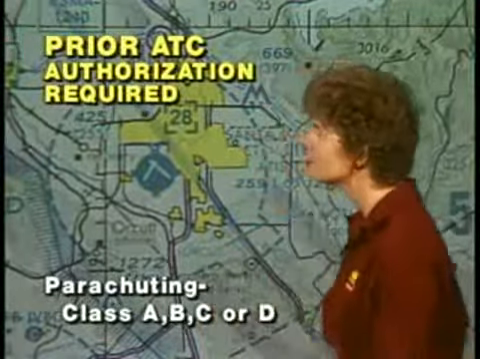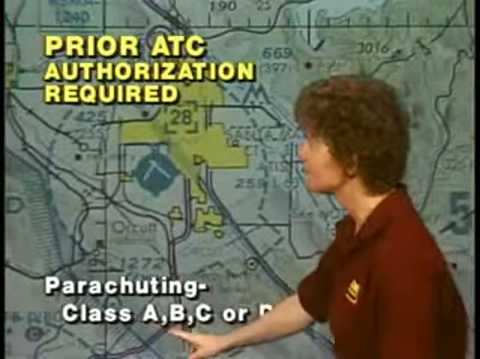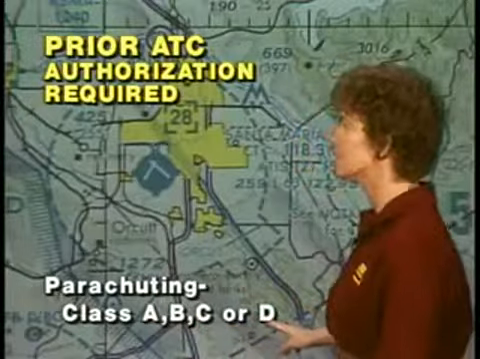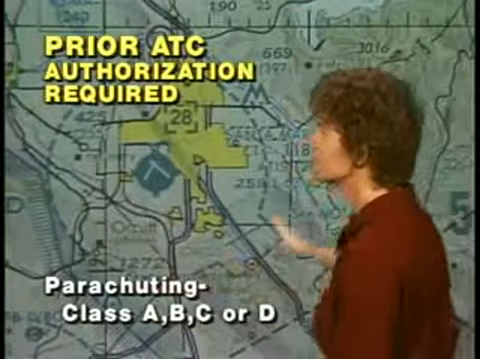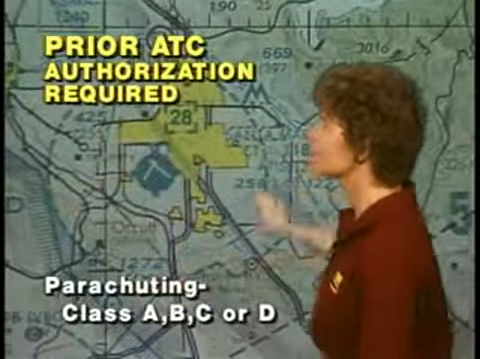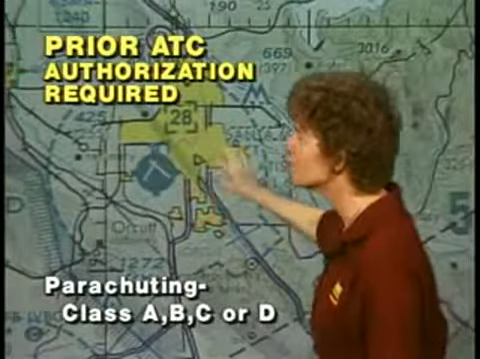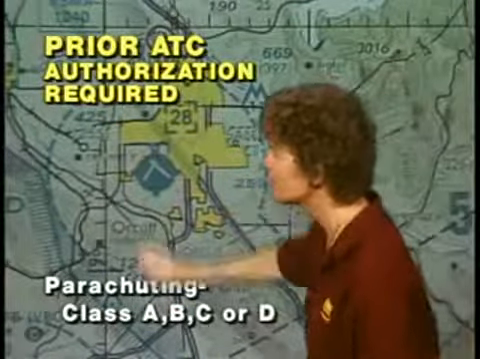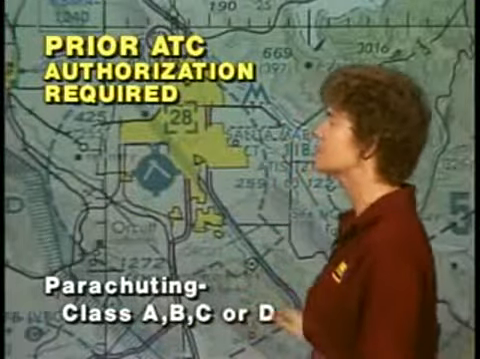For instance, if you're going to do parachuting, you have to have prior ATC authorization if you're going to do parachuting in Class A, B, C, or D airspace. Class D airspace is what we have around the Santa Maria Airport, and if you want to do parachuting in any of those airspaces, A, B, C, or D, you need prior approval from air traffic control.